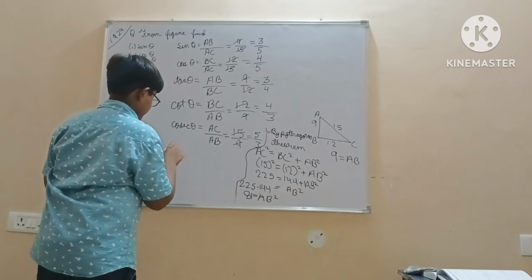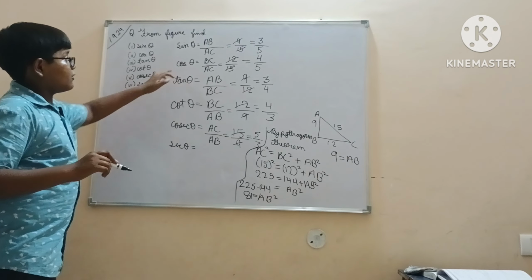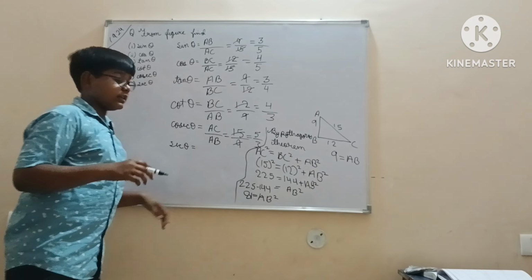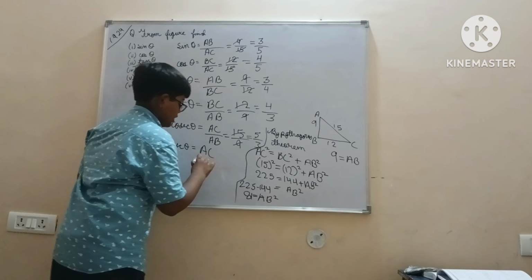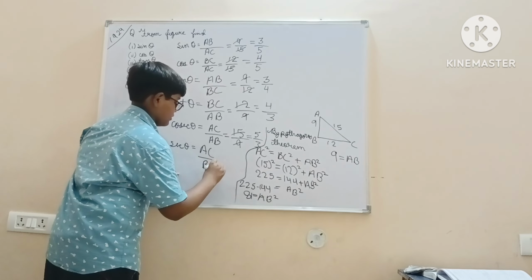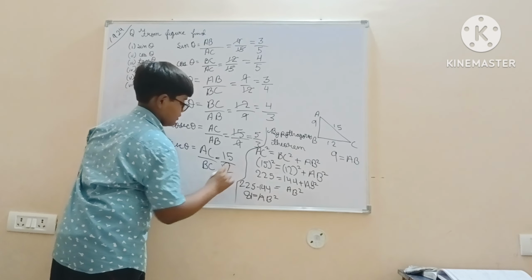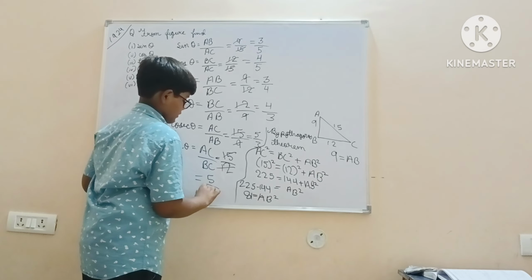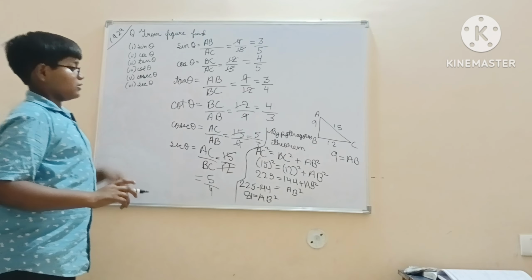Now our last trigonometrical ratio is sec theta. Sec theta is just the reciprocal of cos theta. So the formula of sec theta is hypotenuse divided by base. Hypotenuse of our triangle is AC and base of our triangle is BC. So hypotenuse is 15 and base is 12. These both will get cancelled and we will get our answer as 5 by 4. So we have found all the answers of this question.